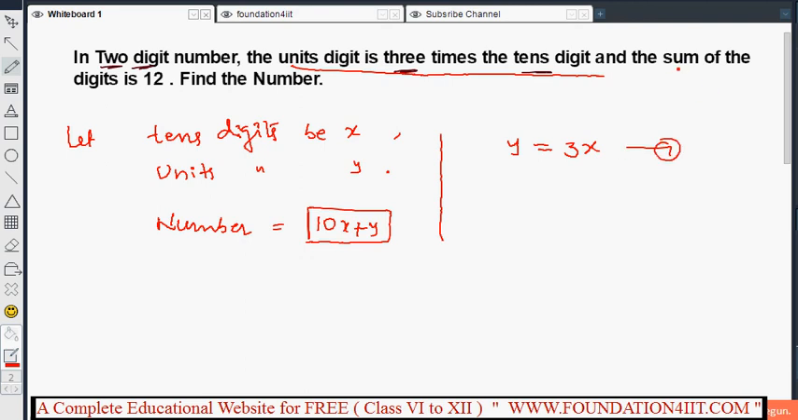And sum is nothing but addition. So sum of digits is 12. The sum of the digits x and y, both digits, tens and units, is 12. So these two, if we solve, we'll get x and y values separately. Okay, just substitution method I'm doing. Now y is equal to 3x. So in the place of y, I'm substituting this 3x.